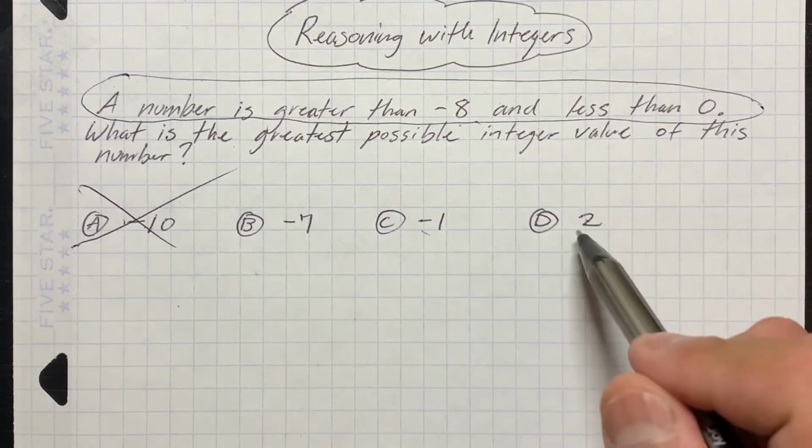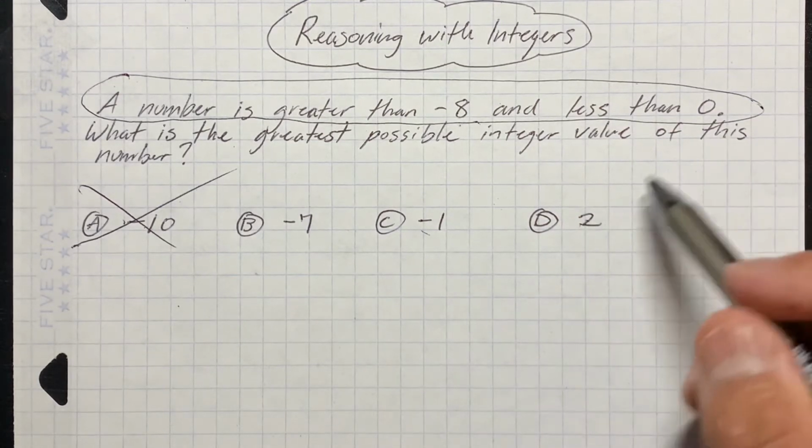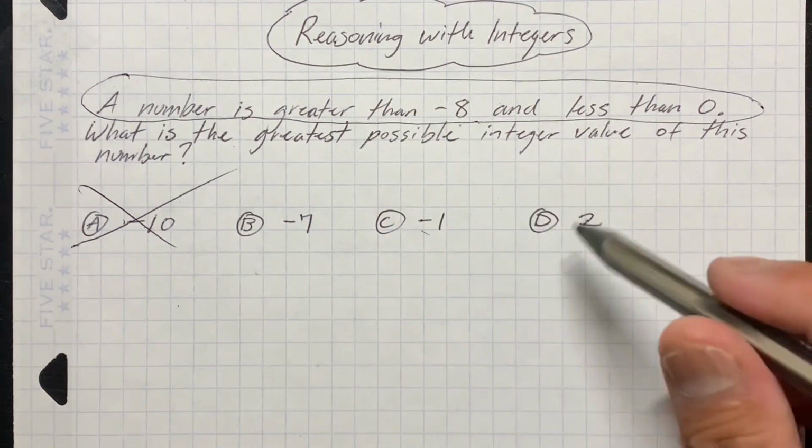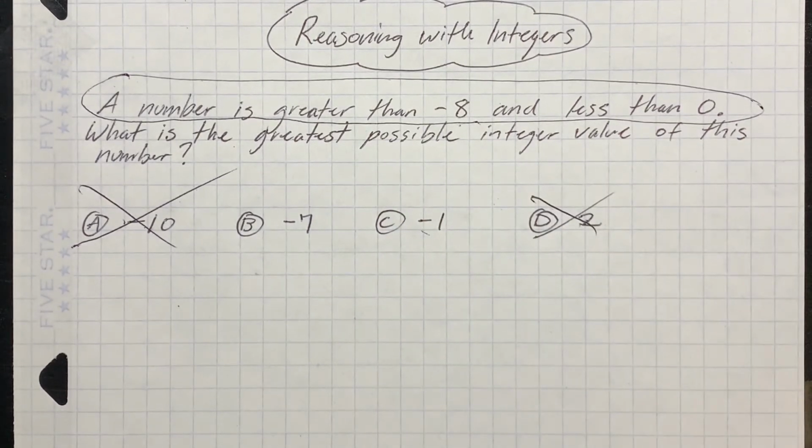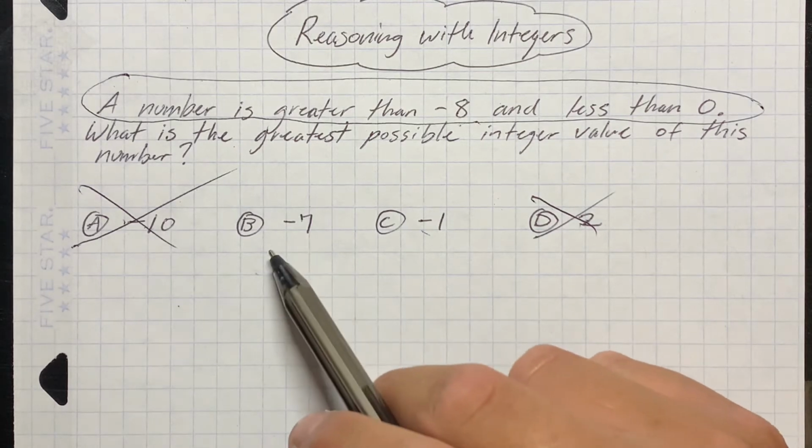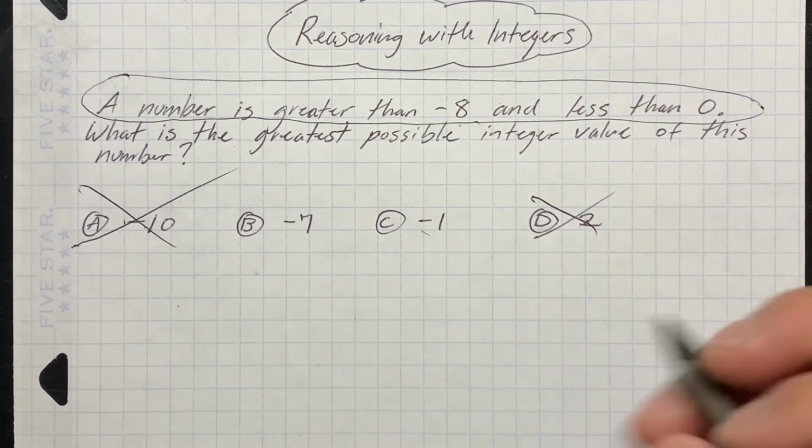So a number is greater than -8 and less than 0. So if we have +2, +2 is greater than 0. And this number we're trying to look for is less than 0. So D is not going to be one of the options. So it's going to be either -7 or -1. Now here's what I mean.